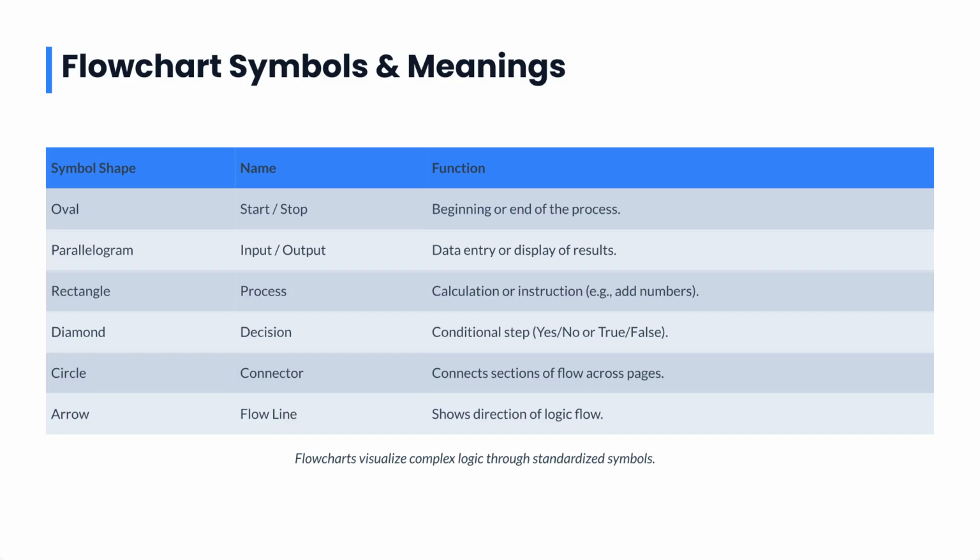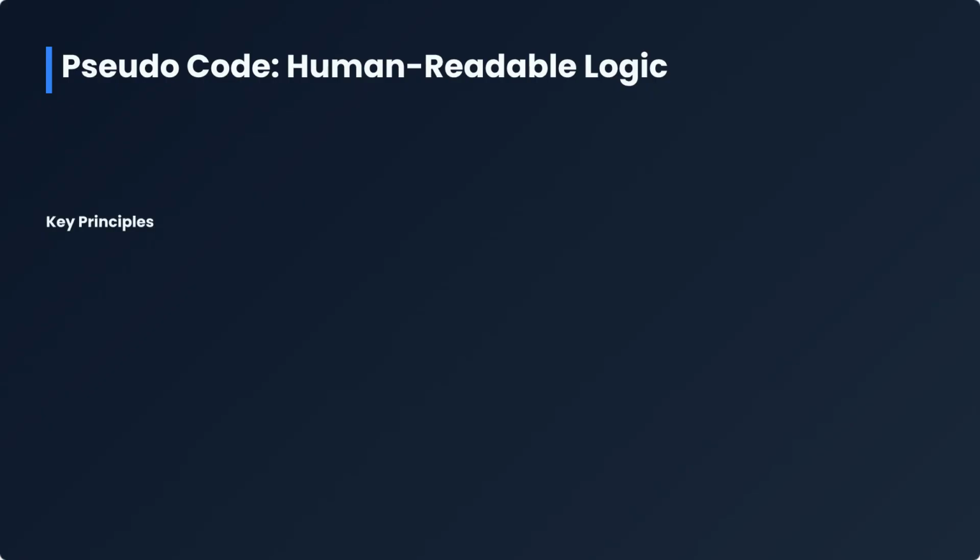Flowcharts use standardized symbols to visualize complex logic. Key symbols include the oval for start/stop, parallelogram for input/output, rectangle for process, diamond for decision, circle for connector, and arrow for flow line. Pseudocode is human-readable logic, written in plain language like English.